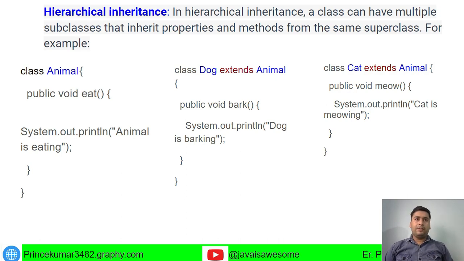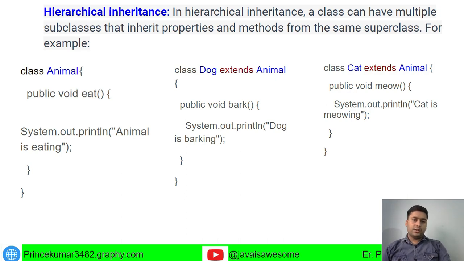Basically, in real-time development, this hierarchical inheritance is very important, and we follow this inheritance in multiple places. Whenever you have to implement database connectivity with multiple databases, definitely you have to choose hierarchical inheritance. It is one of the good design patterns, and we use this hierarchical inheritance in real time.